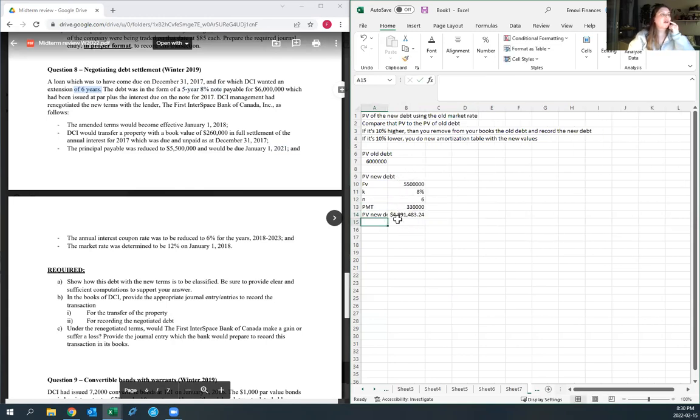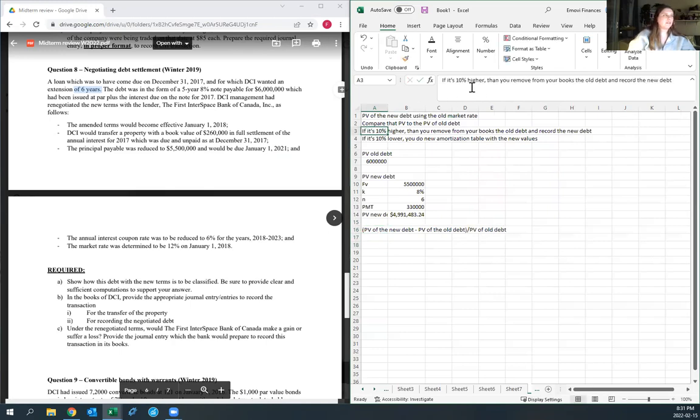$4,991,000. And now what we want to do is find, is it 10% higher? Is there more than a 10% difference between the two present values? To do that, you do the PV of the new debt minus the PV of the old debt, divided by the PV of the old debt.